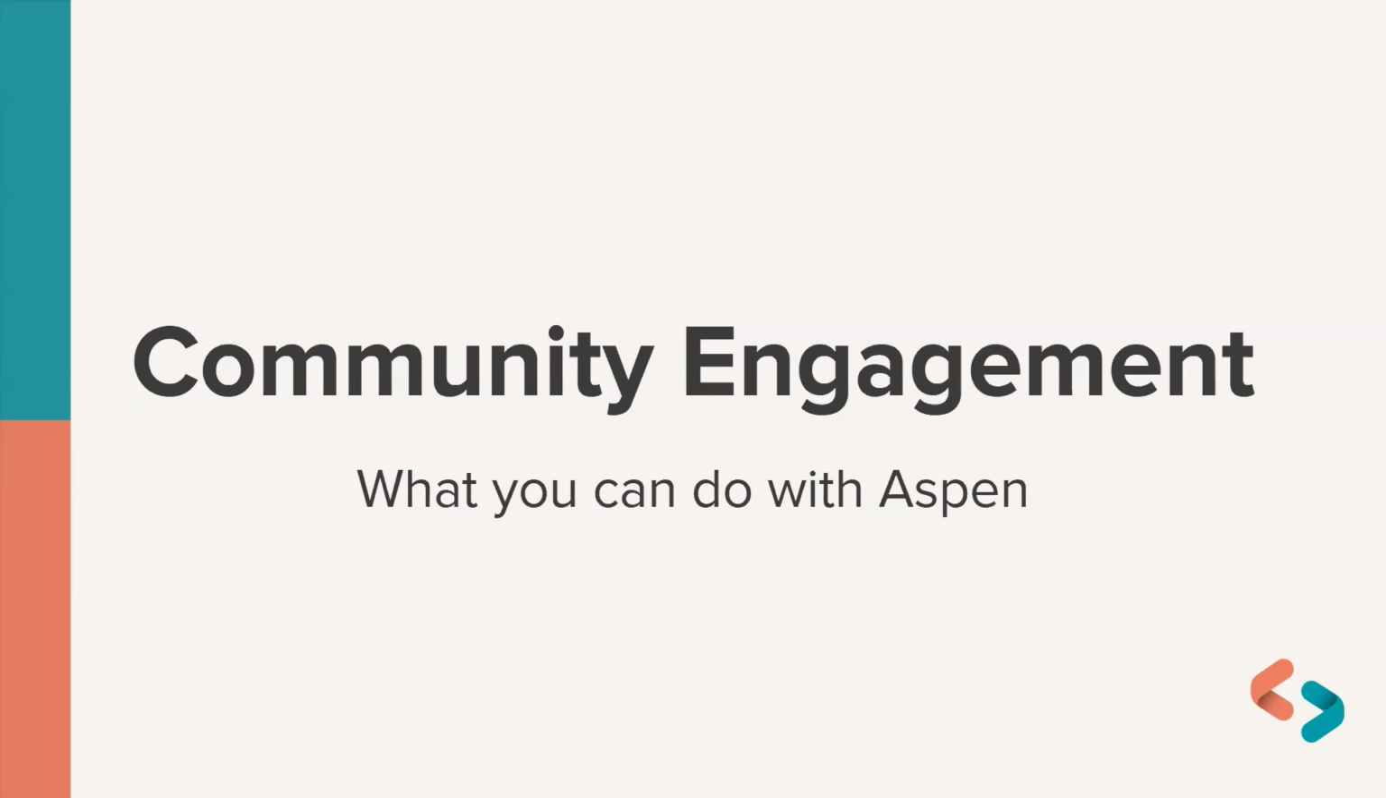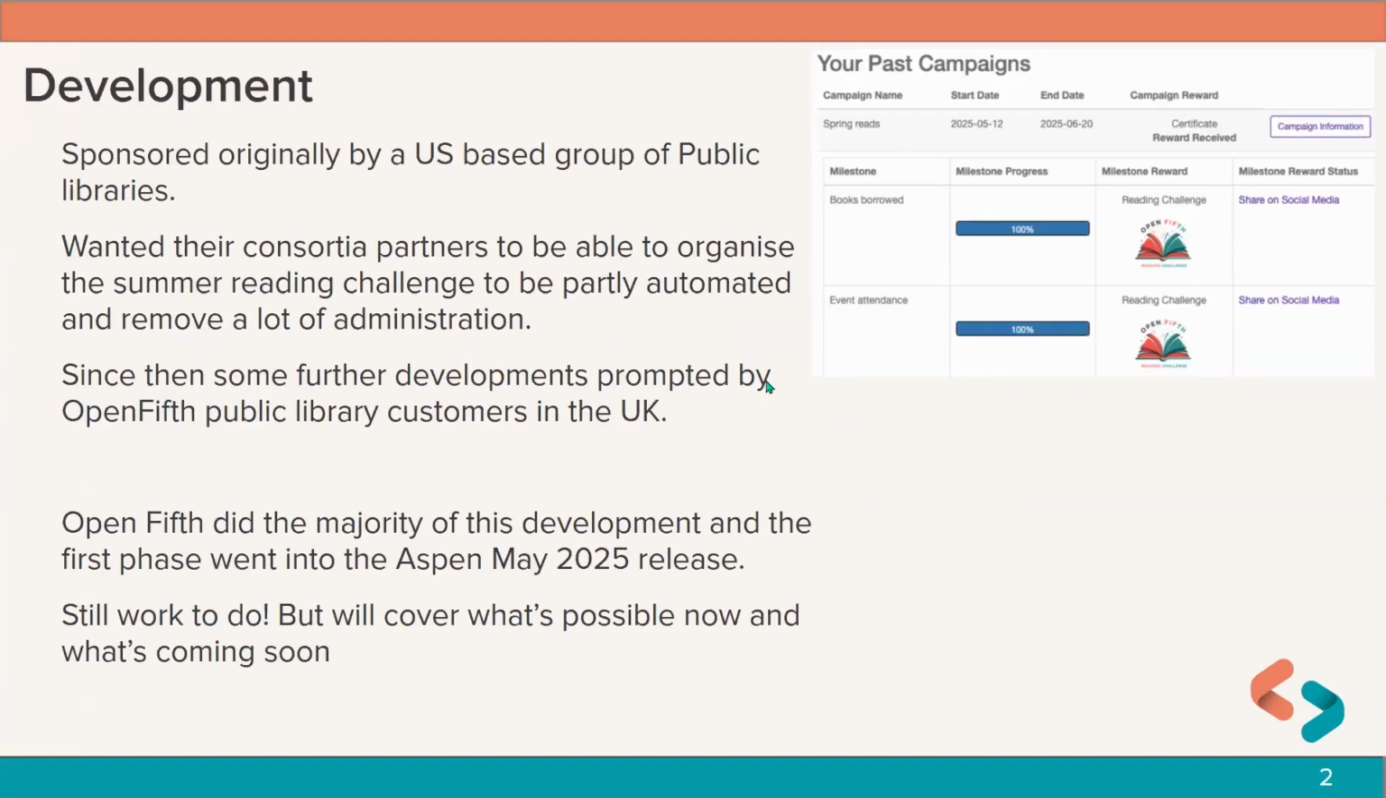This one's about the Aspen Community Engagement module. So this module gives administrators the ability to set up reading challenges and so on with customizable goals and rewards, which makes it easy to encourage participation and track the progress. Whether you're running a summer reading program or an ongoing engagement initiative of any kind, this module provides a structured, user-friendly way to connect your patrons.